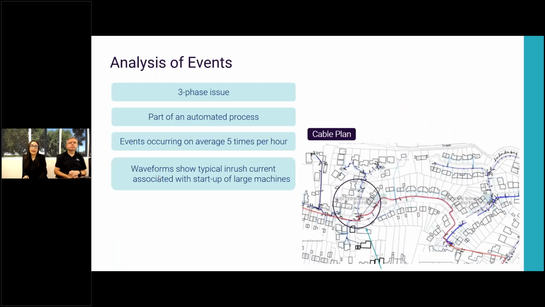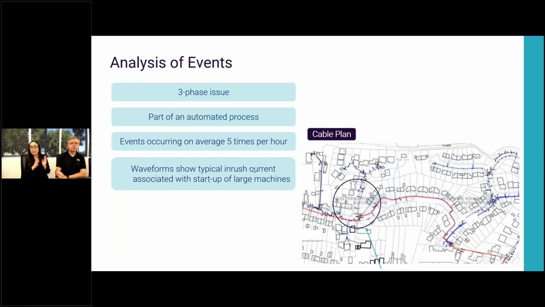Analyzing those waveforms further, we concluded that it's a three-phase issue. Notice that the residential area is being fed by a single phase, so in this way, we can start discarding some things. We can also say that it's part of an automatic process, due to the events happening quite periodically. We can also see that the waveforms show a typical inrush current associated with the startup of large machines.